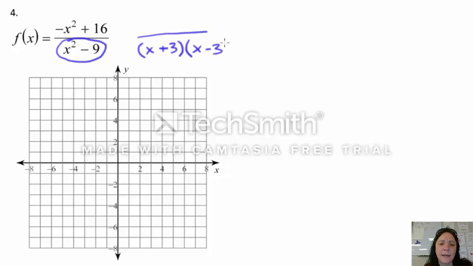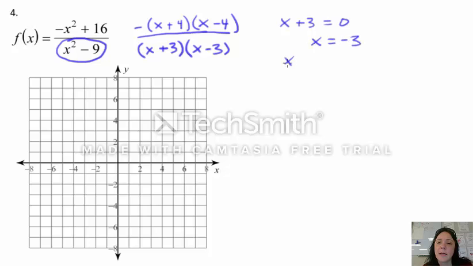I'm also going to go ahead and factor the top so that we have that for later. I'm going to factor out the -1 so I can do the difference of squares as the x term minus the constant term. And that's going to give me x plus 4, x minus 4. So now I have those all nicely factored, and I can go back to the important point of finding my vertical asymptotes. X plus 3 equals 0 gives me x equals -3. X minus 3 equals 0 gives me x equals 3. So I'm going to go ahead and sketch these in.